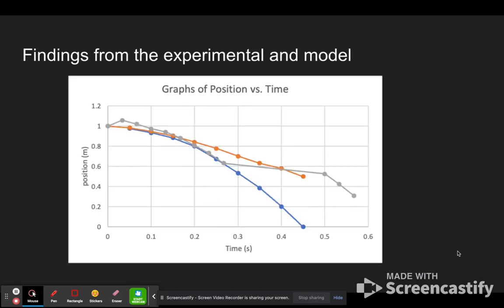So this is all of the graphs together. In the gray, we have the experimental, in the orange we have the computational model with drag, and then the blue is the computational model without drag. So we see that with drag, it takes a little bit longer for the ball to hit the ground, which would be expected because the drag slows down the force of gravity.